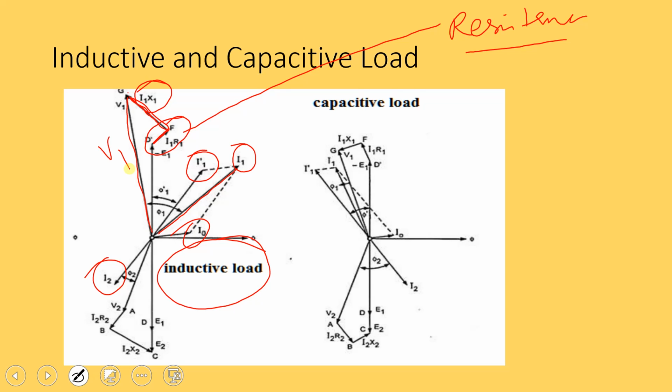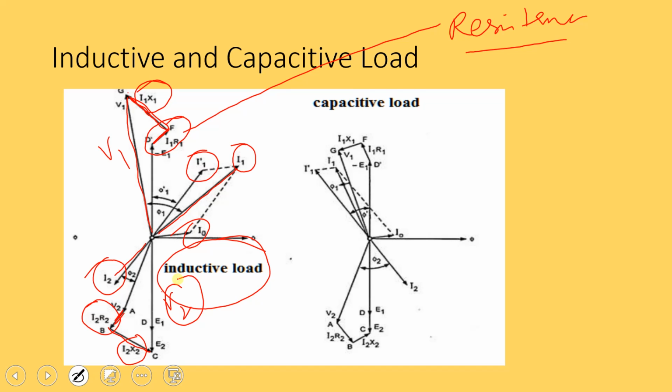Now on the secondary side, parallel to this I2 we draw I2R2, the voltage drop across the resistance, and at 90 degrees to it we draw I2X2 and we join this, and this will give us V2. So this is how we draw the phasor diagram for an inductive load.